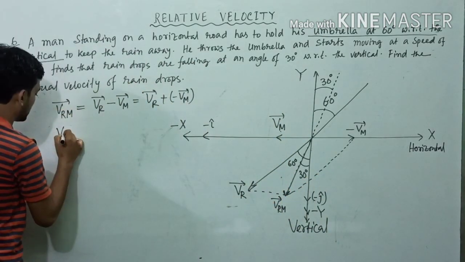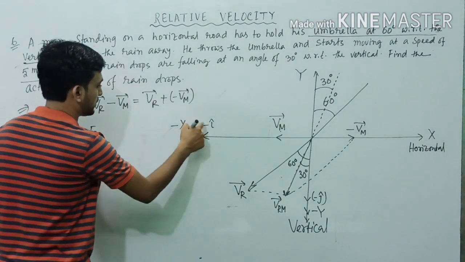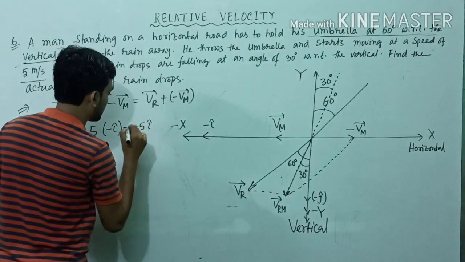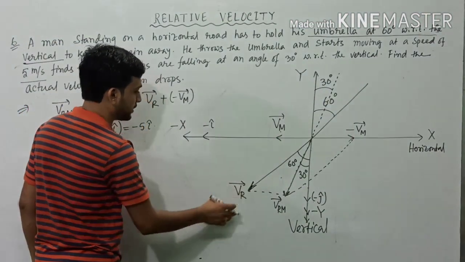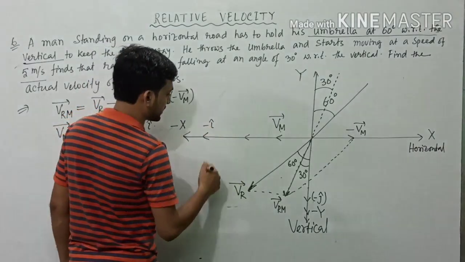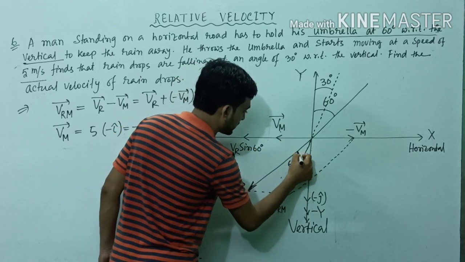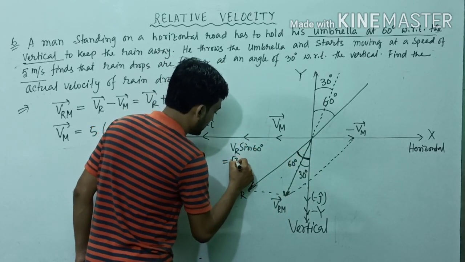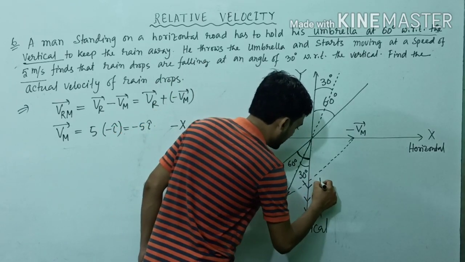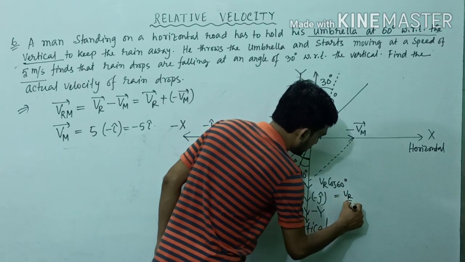is minus j cap. So the actual velocity of man will be 5 meter per second, and this is along negative x-axis, so it will be 5 minus i cap. This is equal to minus 5 i cap. Now we have to express VR vector with the help of its rectangular components. So the component of VR vector along negative x-axis will be VR sine 60 degree, because this angle is 60 degree. This will be root 3 VR by 2, and that along negative y-axis will be VR cos 60 degree. This is equal to VR by 2.